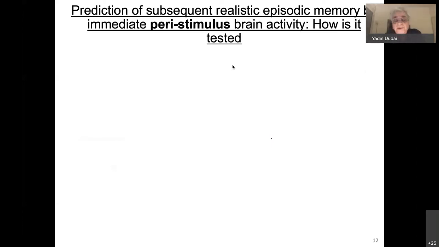So how do we do that? First of all, we have to use material for study which resembles very much daily life experiences. This is not easy because we have to place the subjects in a scanner. They are not allowed to move, because if they move, the activities are not what we want to see, but activities related to the movement. They cannot speak, they cannot move their hands, the legs, the head, and so on.